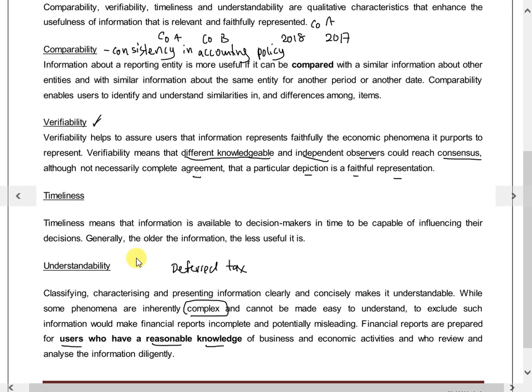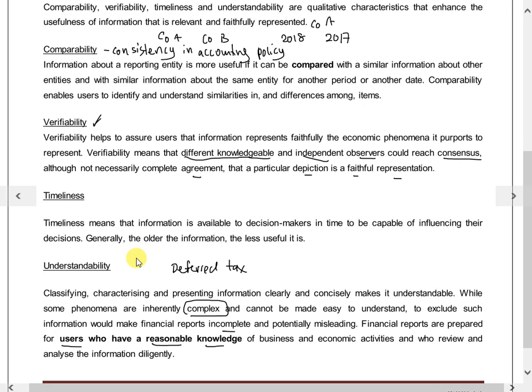While some phenomena are inherently complex and cannot be made easy to understand, to exclude such information will be incomplete. Remember, one of the characteristics is that we must be complete. So, must, no matter how complex.